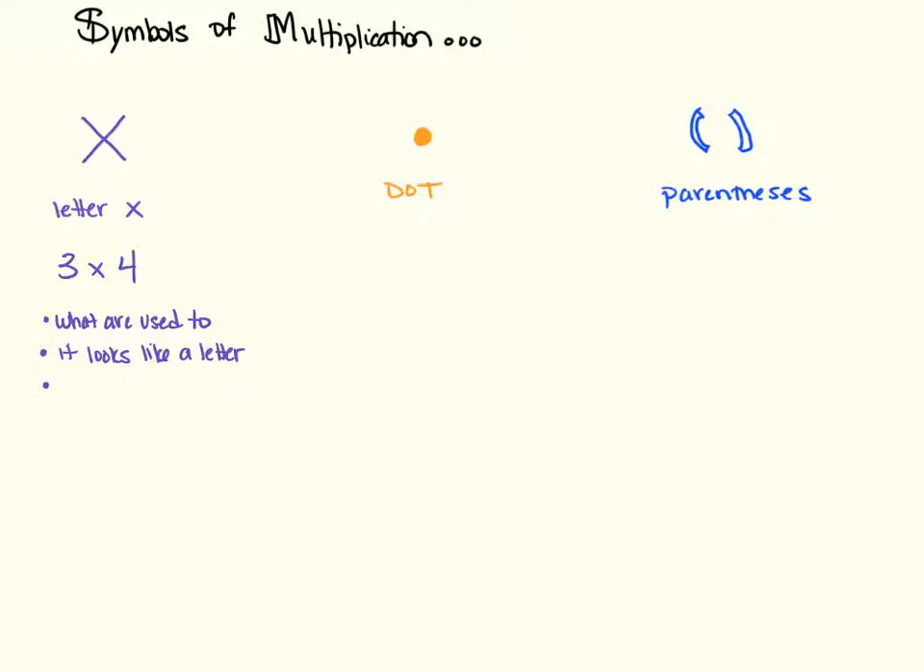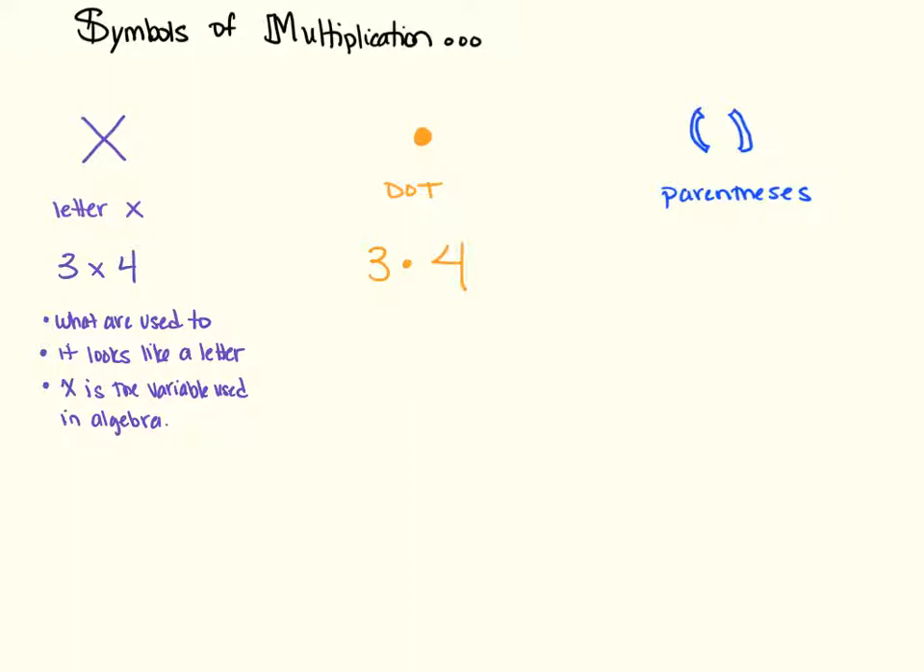And X is the variable used in algebra. So we are going to try and not use the X from here on out. I mean, sometimes it will appear, but for the most part, I need you guys to get used to different representations for multiplication. The second representation is just the famous dot that looks like this.